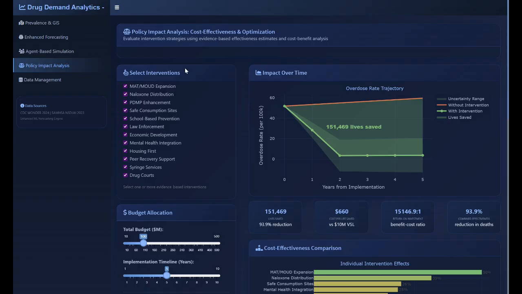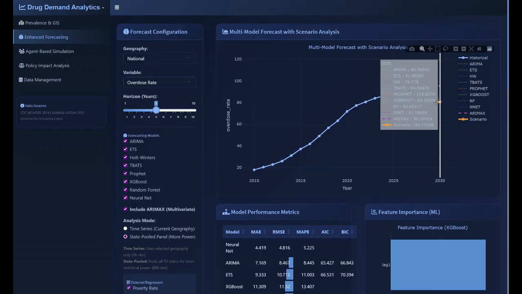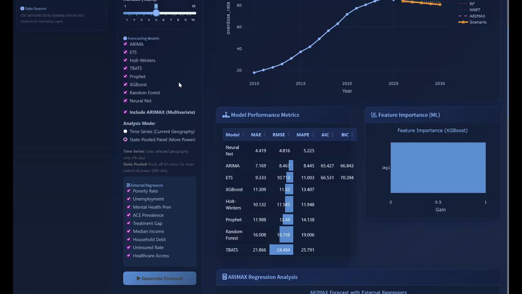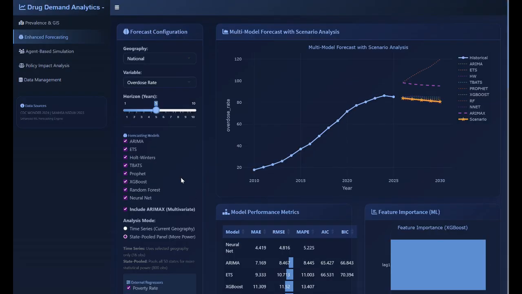But there's a lot to this application. This is just an overview of the different types of ways that you could use this type of application to forecast what the direction is in terms of different types of variables pertaining to drug demand. And more importantly than the forecast, running scenarios and experimenting with the levers to see how you can achieve the best policy outcomes in preventing or reducing drug use, illegal drug usage, and overdose. This concludes the demonstration.